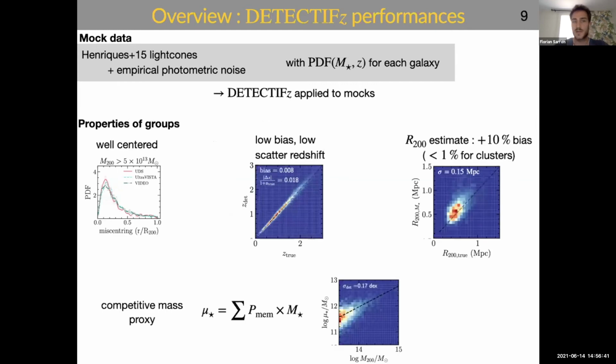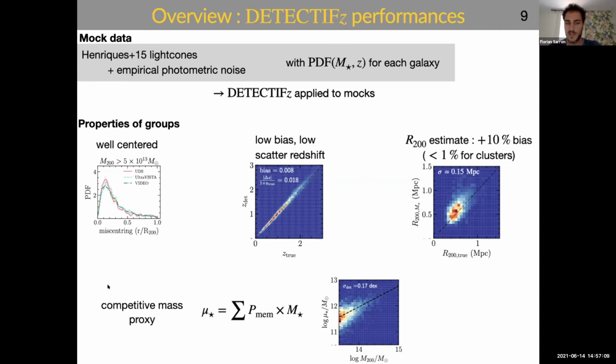So we can also look at the properties of groups. They are well-centered, with 75% being miscentered by less than 0.35 R200. We have a low bias, low scatter redshift estimate, as can be seen here: detected redshift as a function of true redshift. Pretty good estimation of R200. So slight bias overall, but low bias for the most massive halos, so for clusters.